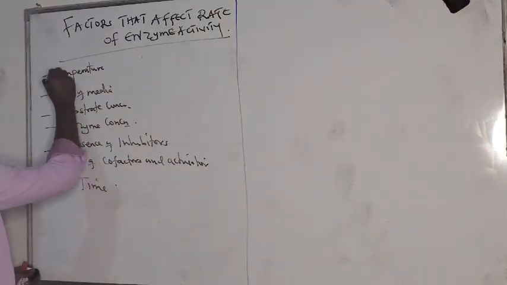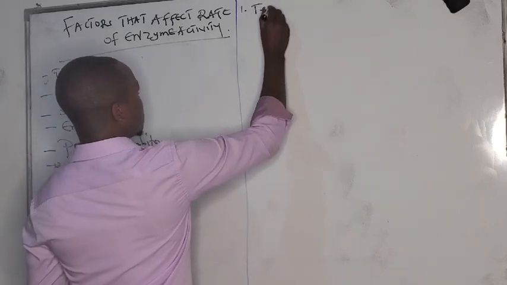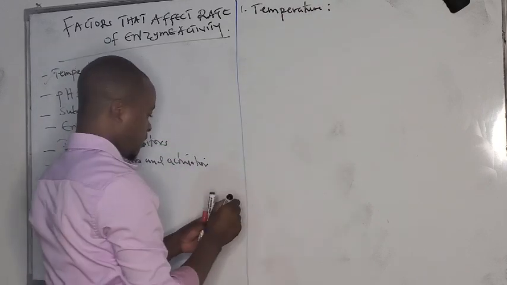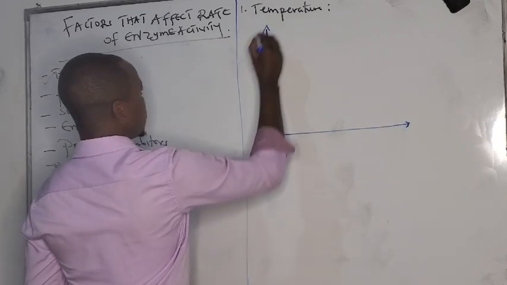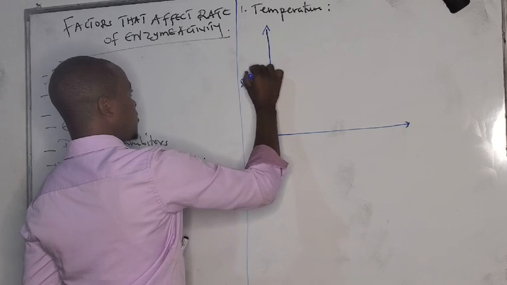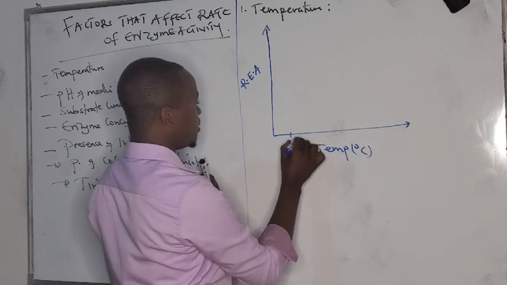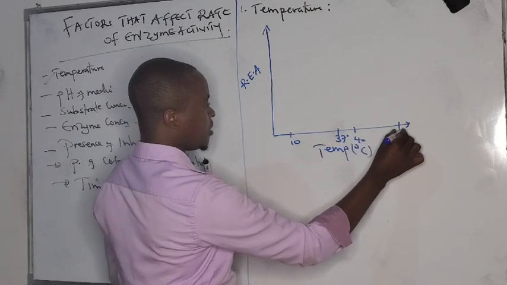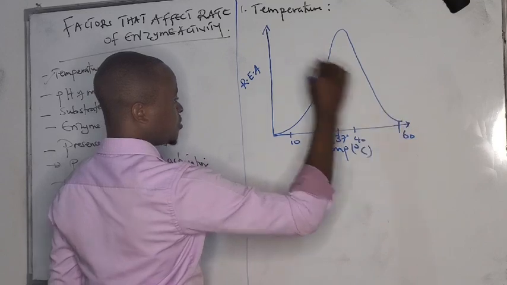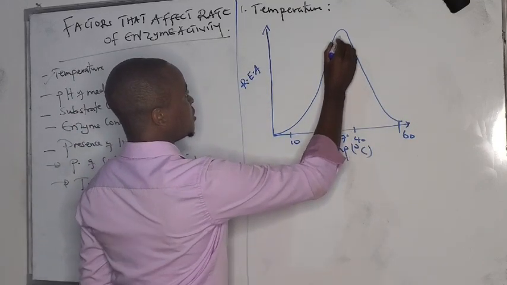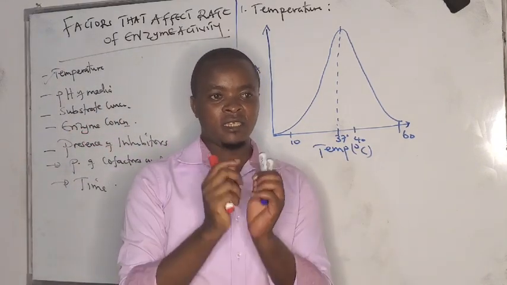And we want to begin with number one, that is temperature. We want to see how temperature affects the rate of enzyme activity. We can draw a graph, whereby on the y-axis we have rate of enzyme activity versus temperature. And this temperature is in degrees centigrade, where we have here 10, we have here 37, we have 40, we have 60. And we say that the rate of enzyme activity increases with increase in temperature up to optimum temperature, whereby the optimum temperature is 37. So 37 is our optimum temperature. It is the temperature where enzyme activity is at the peak.